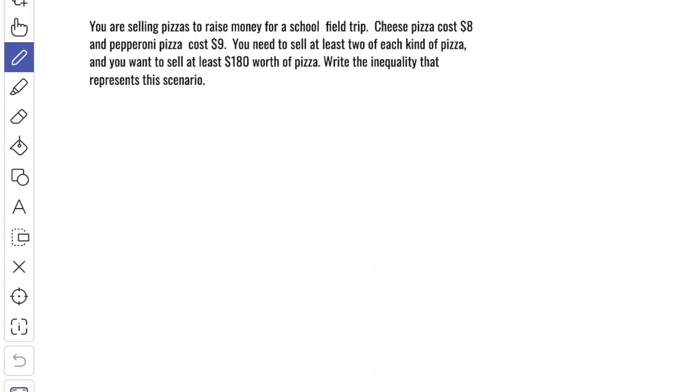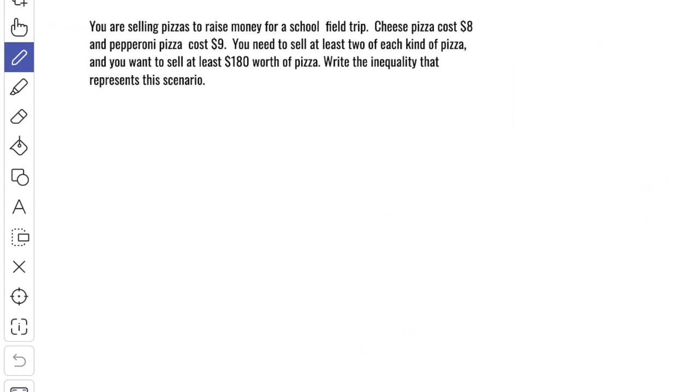All right, so looking at this word problem, it says you are selling pizzas to raise money for a school field trip. Cheese pizza costs $8 and pepperoni pizza costs $9. You need to sell at least 2 of each kind of pizza, and you want to sell at least $180 worth of pizza. Write the inequality that represents the situation.